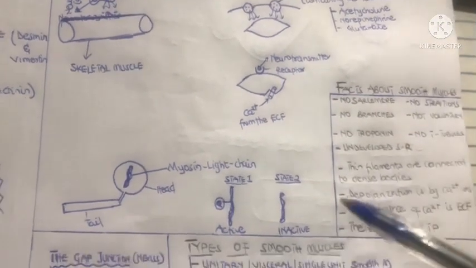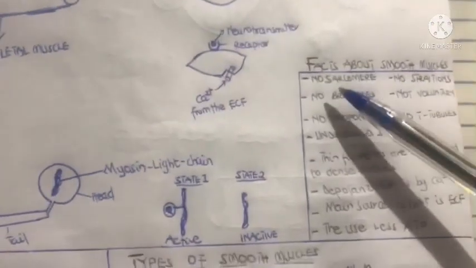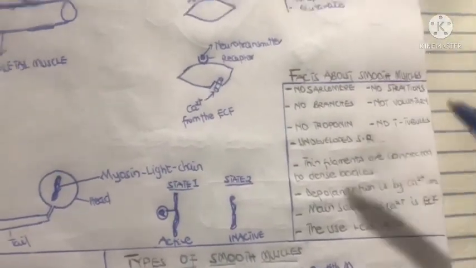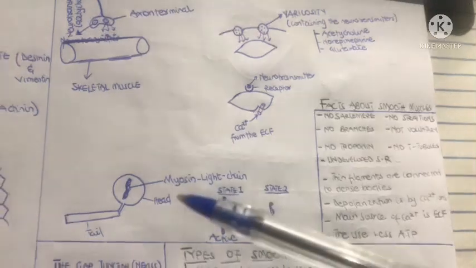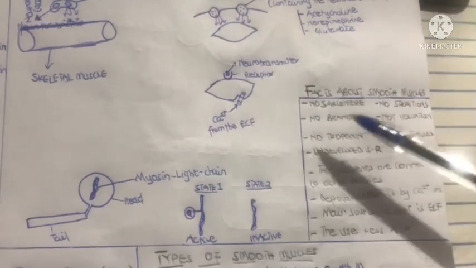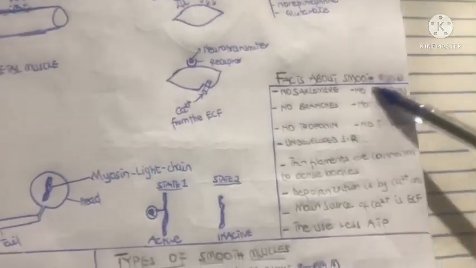The sarcomere. In the smooth muscles, they don't have Z-discs, so there is no what? Sarcomere. There are no striations, because in the skeletal muscles, it is due to the arrangement of what? The thick and the thin filaments that gives them the striation characteristic. But here, they are not being arranged in that manner, so there are no striations.